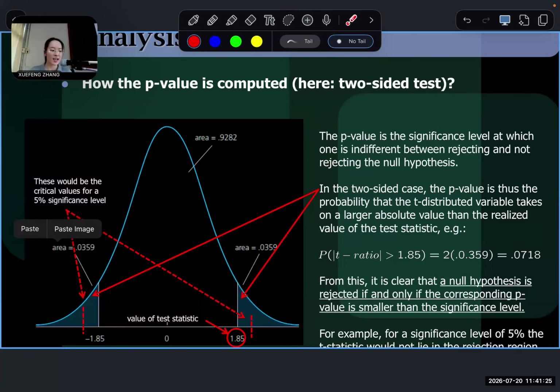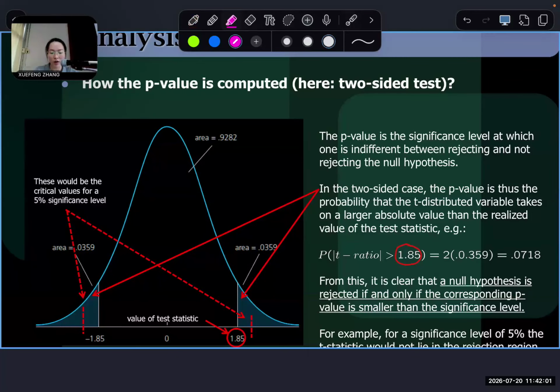Okay, let's continue. How do we actually compute a p-value? Let's see it visually, from a two-sided test. Suppose our observed t statistic is 1.85, okay? The p-value asks, what's the probability of getting a t-ratio this extreme or more extreme just by chance if H0 were true? This is the logic of the p-value, okay?